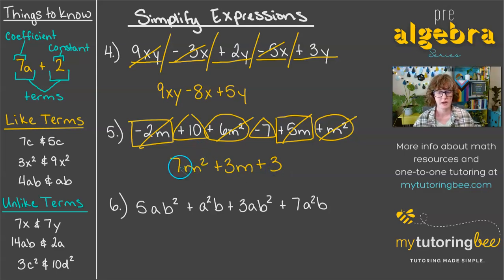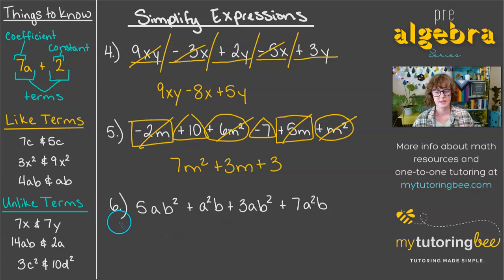So now, as you can see, I've got this in order from squared to just a singular variable to no variable at all. So that's what we call standard form, when we are listing out our expressions with the highest exponent first and then working our way down.